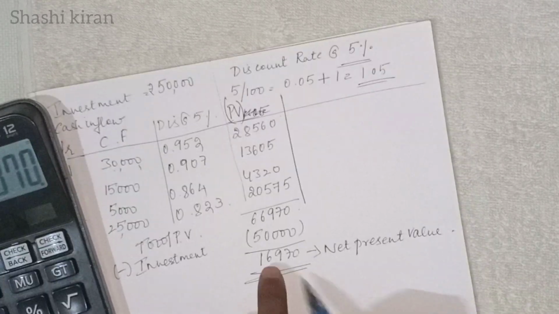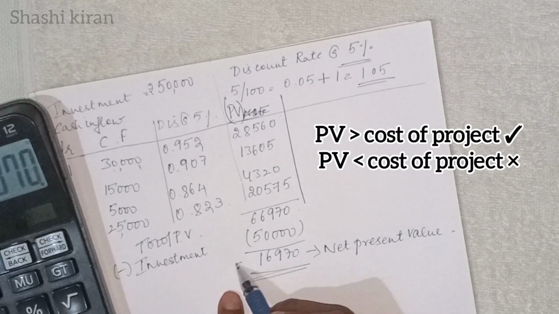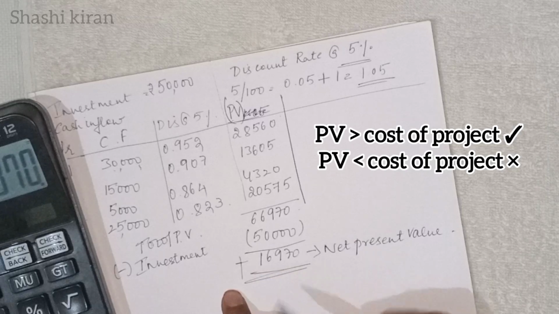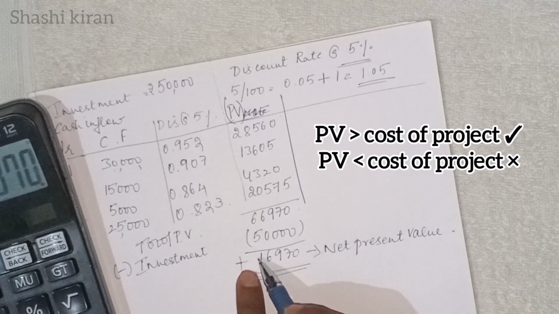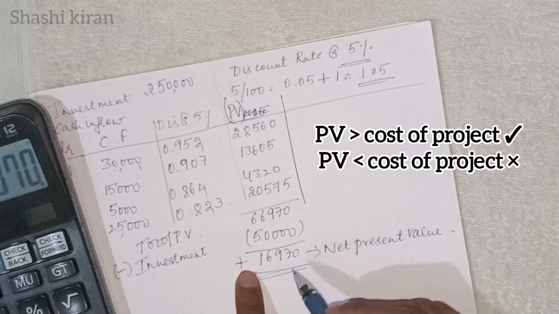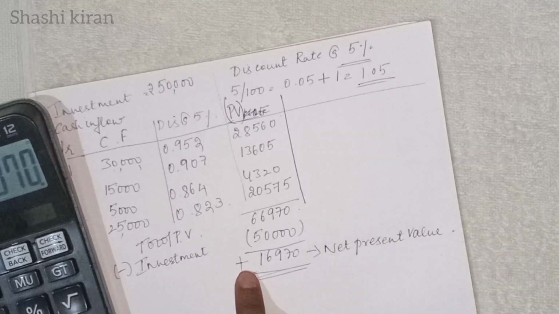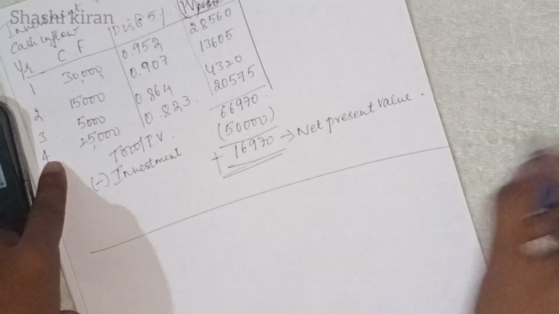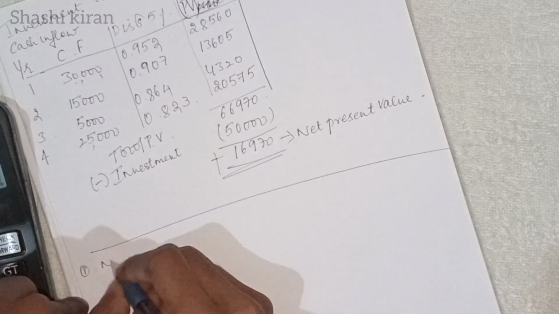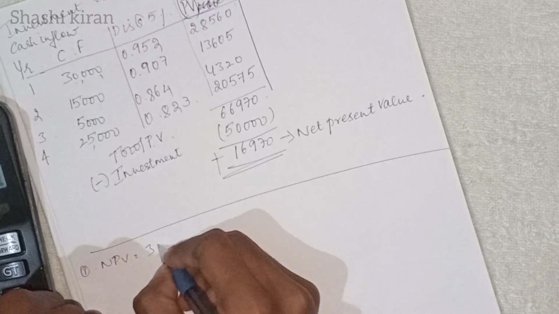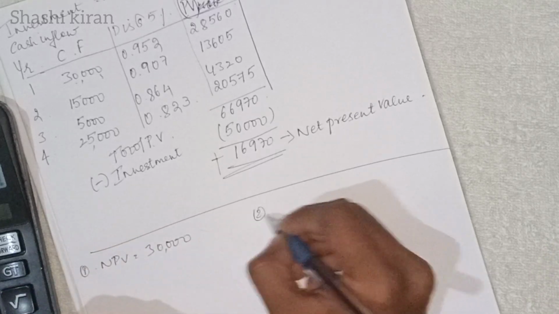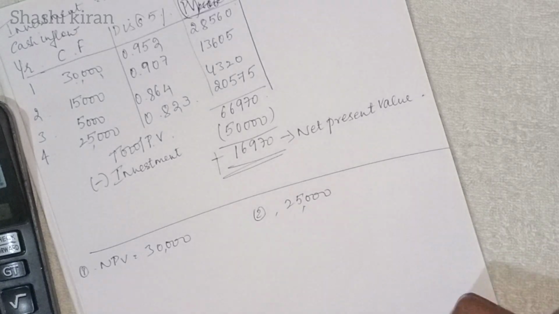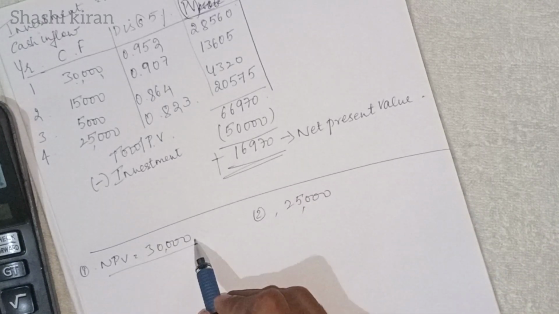If your net present value is a positive figure, then you need to accept the project. If your net present value is negative, negative means your total present value is less than your cost of project, so then you need to reject that project. Now let us see how you need to take a decision. In front of you there are two projects. Project 1 net present value is 30,000, and project 2 net present value is around 25,000. So you can compare which project has more net present value.